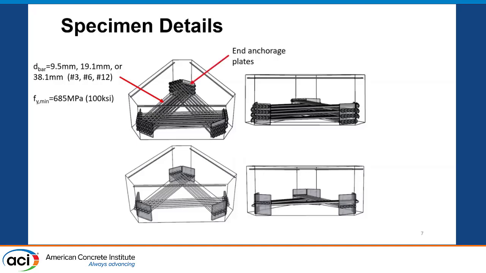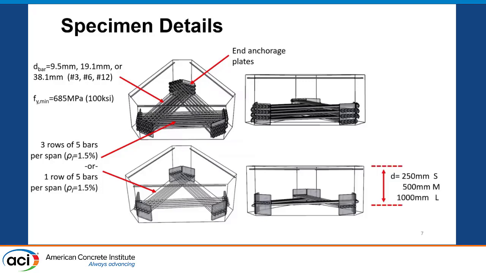So at the ends, we had the anchorage plates. The purpose of that was to make sure that we could actually develop these high strength bars. There were 2 types of specimens, and I apologize, I have a little bit of a typo down here on the bottom one. That should be 0.5%. So in one type of specimen, we had 3 rows of 5 bars per span for a ratio of about 1.5%. And in the other type, we had 1 row of 5 bars for about 0.5%.